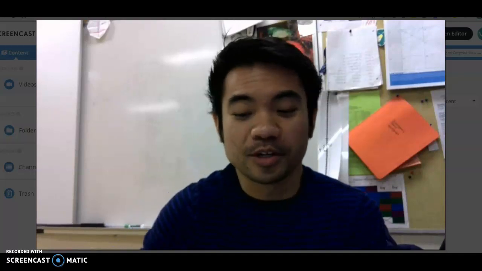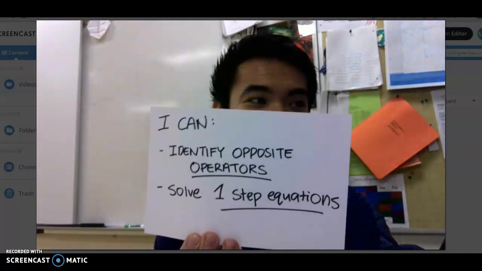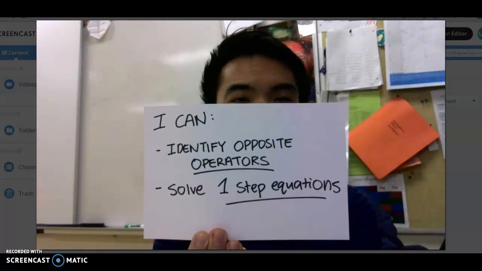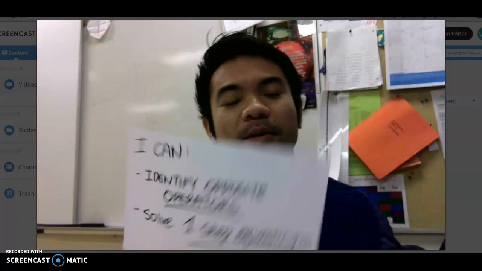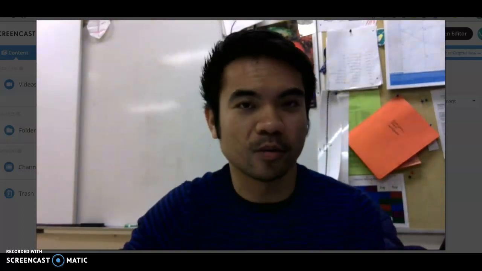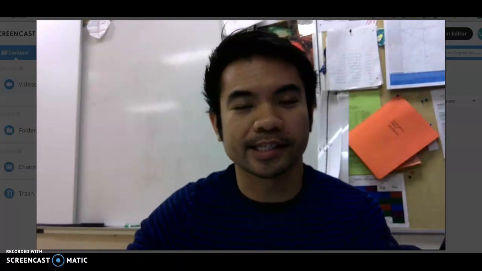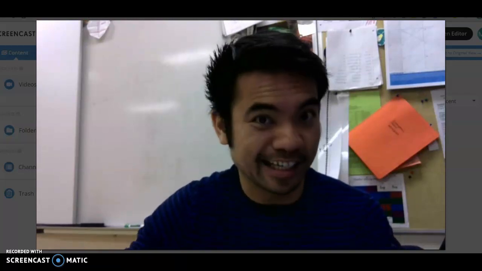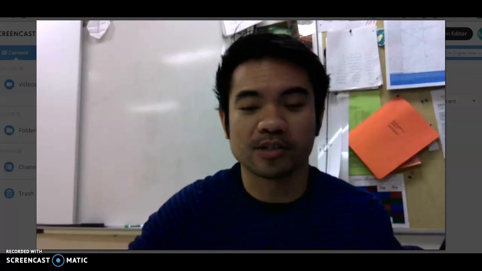For today, we are going to do the following. I can identify opposite operators and I can solve one-step equations. Now I know this is probably review for most of you because one-step equations was covered in grade 7, but I would like to go through it again before we move on to two-step equations.